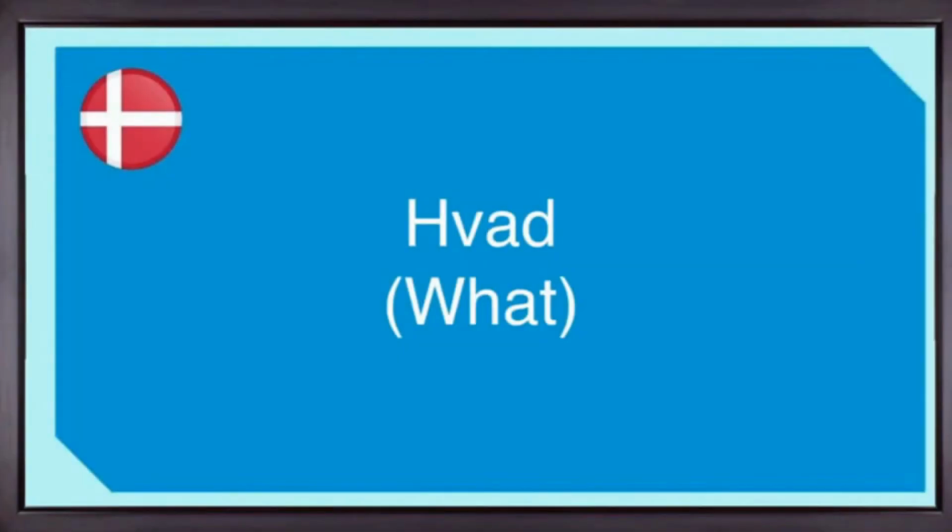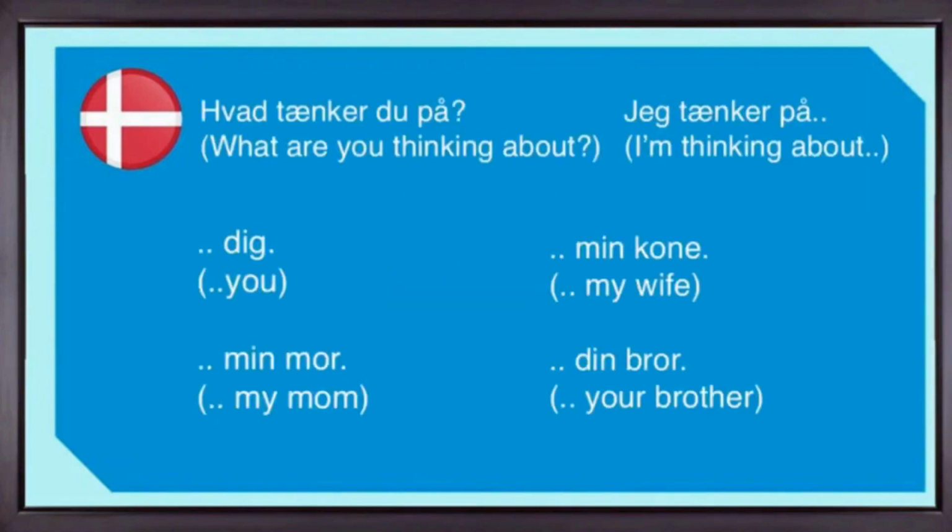Hvad tænker du på? What are you thinking about? Jeg tænker på... I'm thinking about something. Dig. You. Min mor. My mom. Min kone. My wife. Din bror. Your brother. Right?